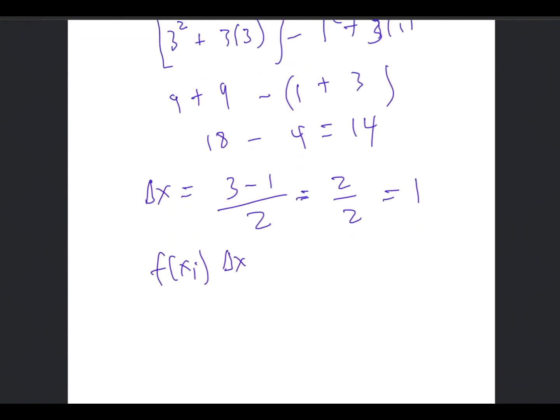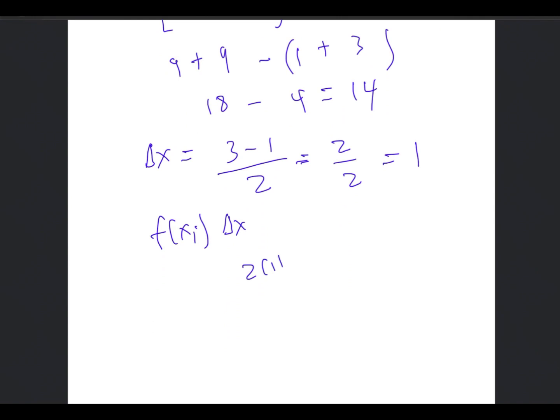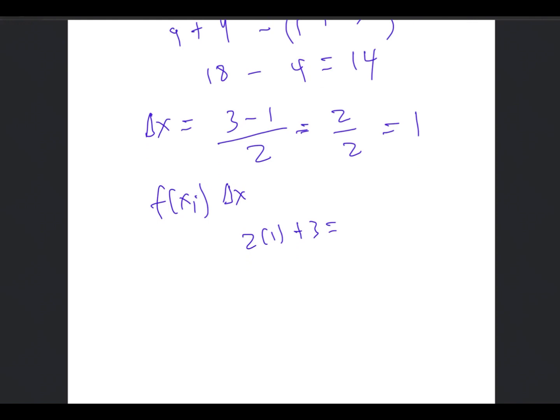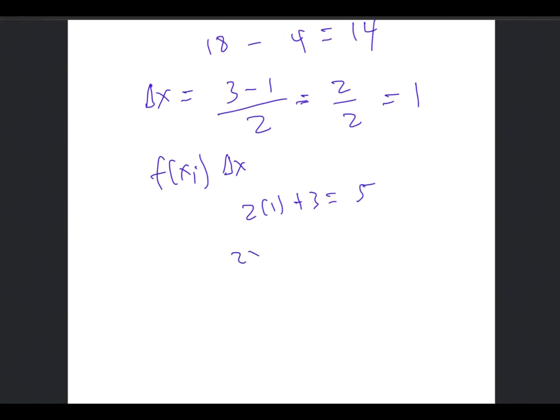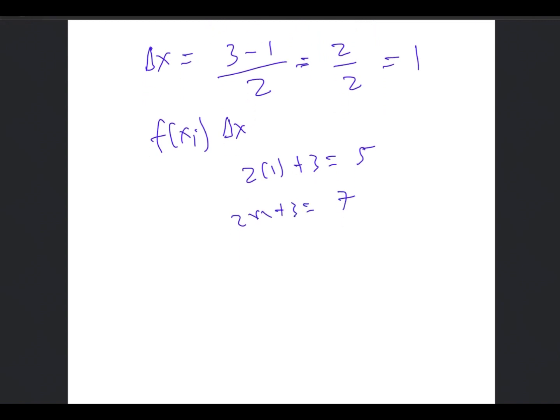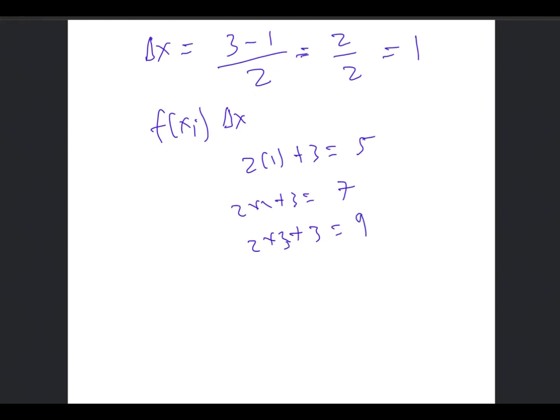Therefore, if I put 1 into the function, I'm going to get 2 times 1 plus 3, and the function value is 5. And then if I put 2 inside, 2 times 2 plus 3, the function value is 7. And then 2 times 3 plus 3, the function value is 9.